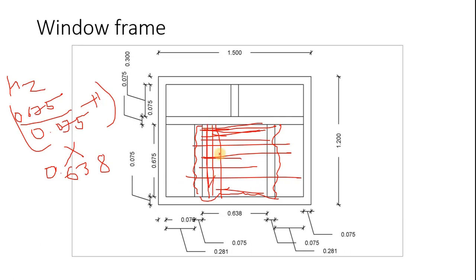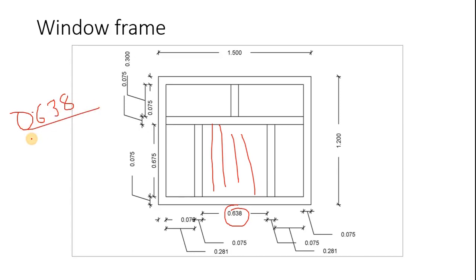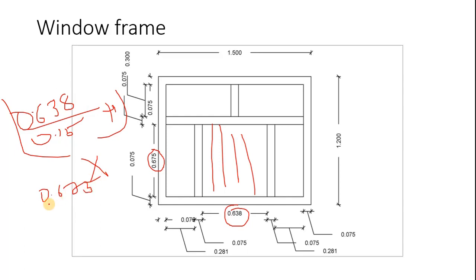In the same way we can do it for the vertical bars as well. The vertical bars are accommodated along 0.638. So we will divide 0.638 by 0.15, plus 1. Now this will be multiplied by the length of the vertical bars. The length of the vertical bars is 0.675. Now this will give the total length of the vertical bars.